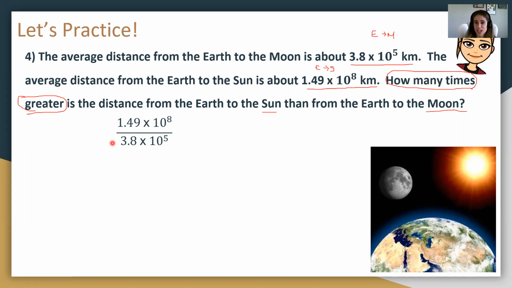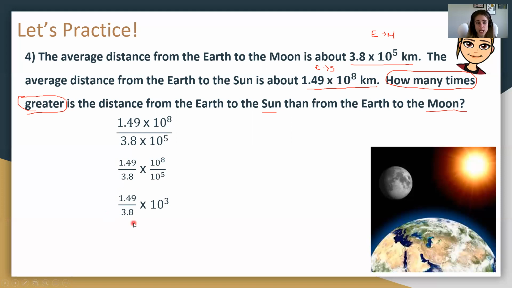Okay, now that you're back, let's double check our work here. The first thing we need to do is split it up, group our number terms together, our power of 10 terms together. Now let's simplify our power of 10 terms. We have powers with the same base being divided. So what do we do to our exponents? We subtract. So it becomes 10 to the third. 8 minus 5 is 3. Now we are ready to simplify our number term.